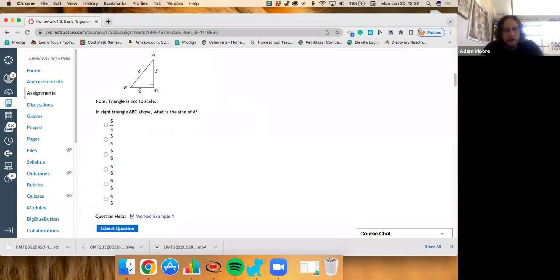Okay, so we have 4 and 5 and 6. Here's what they ask us to do with this. They have their stuff labeled as A and B and C, and this is angle C, angle A, angle B, and here's all the sides in between.